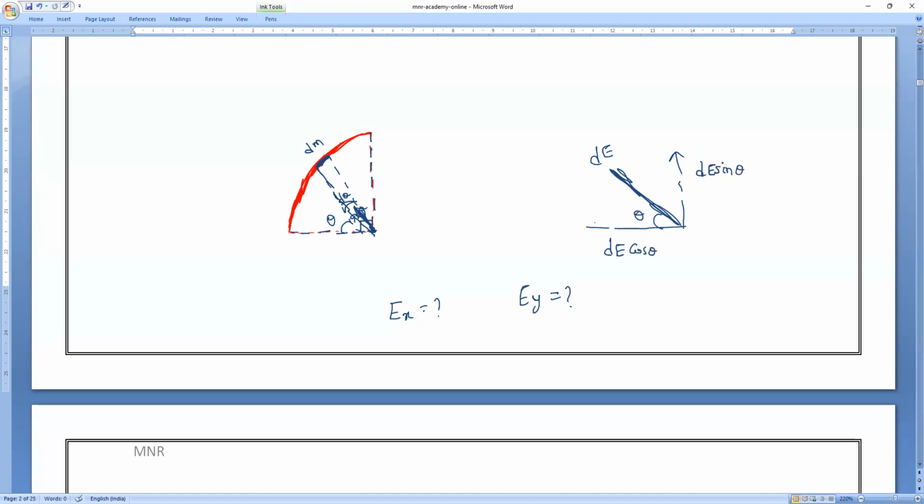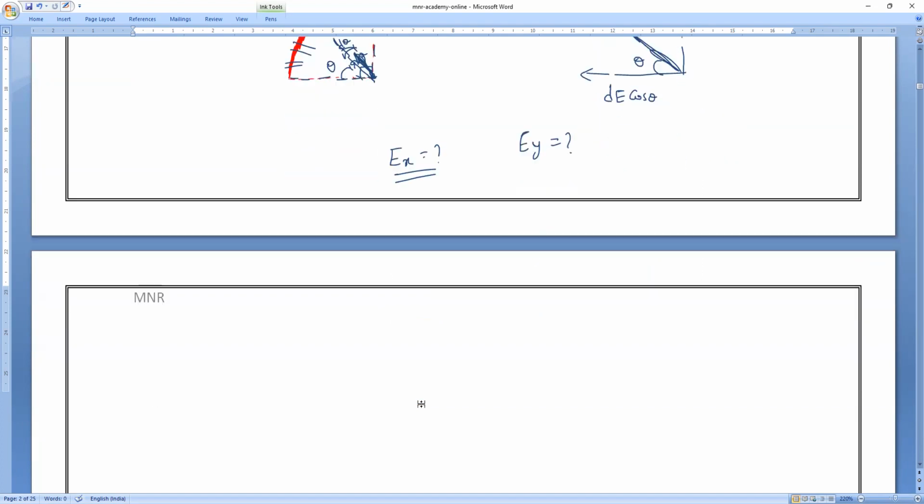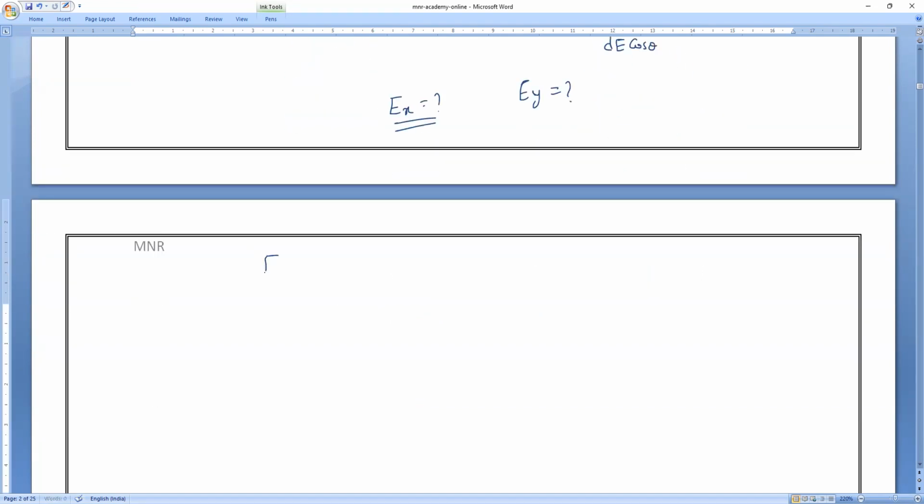Now they are asking for both x-axis and y-axis. X-axis we have to find. I can take this part or this part or this part, many parts like that. So we have to apply the concept of integration. So x-axis is the integration of dE cos theta. Next, y-axis, it is very easy: dE sin theta. Understand? Now limits you have to find.